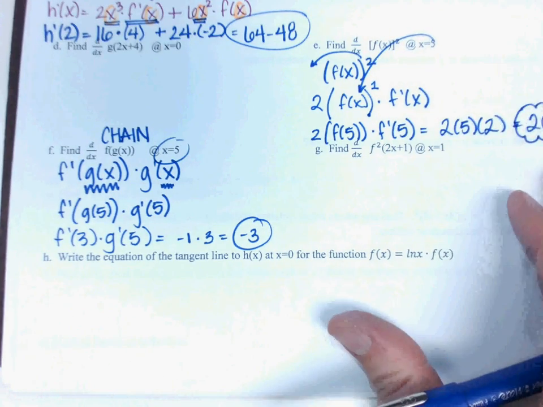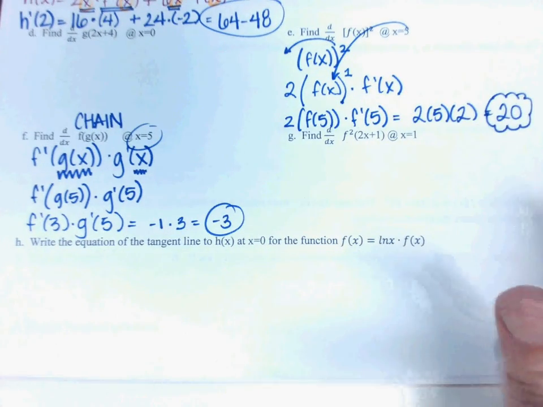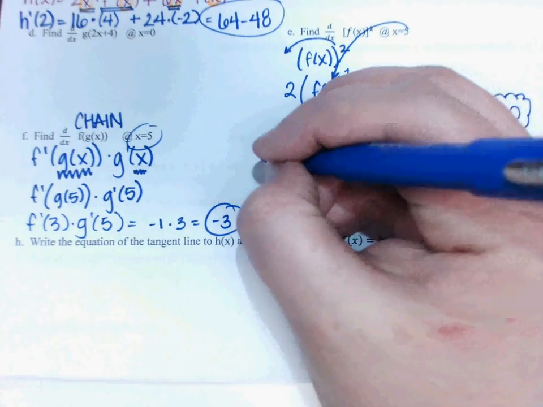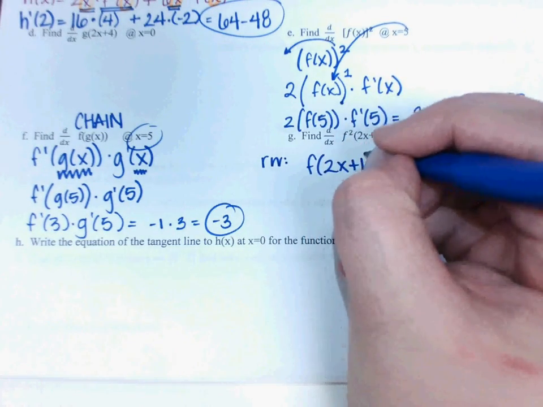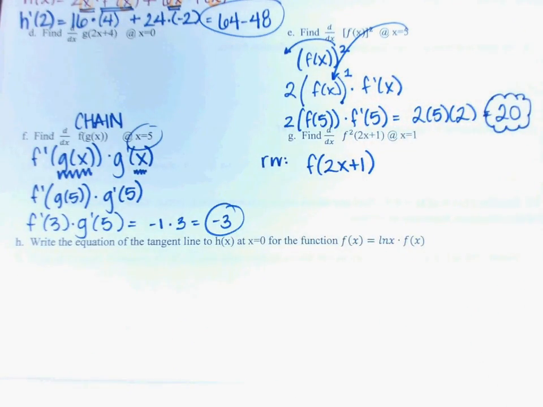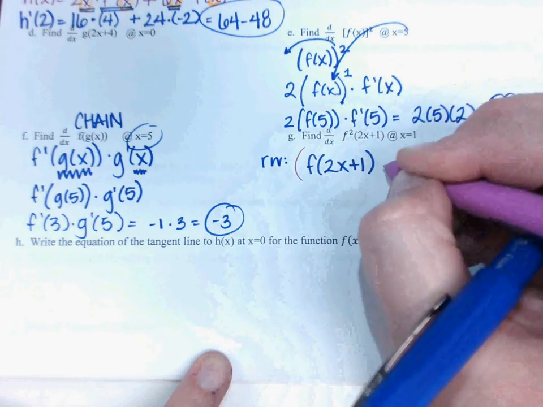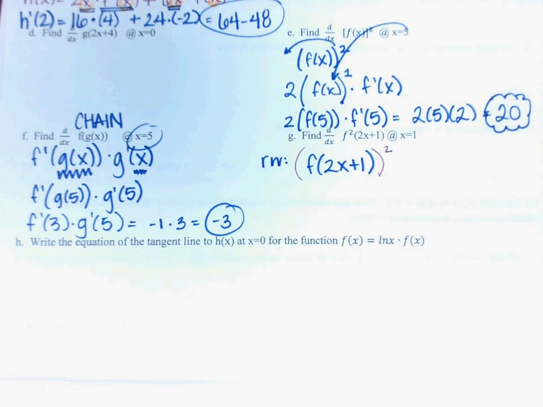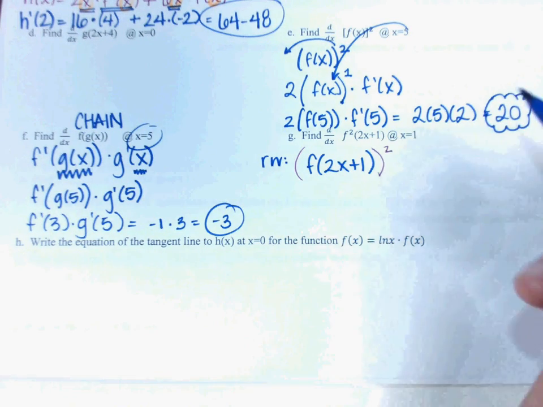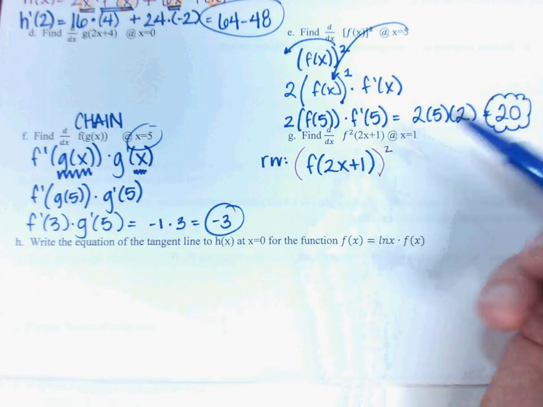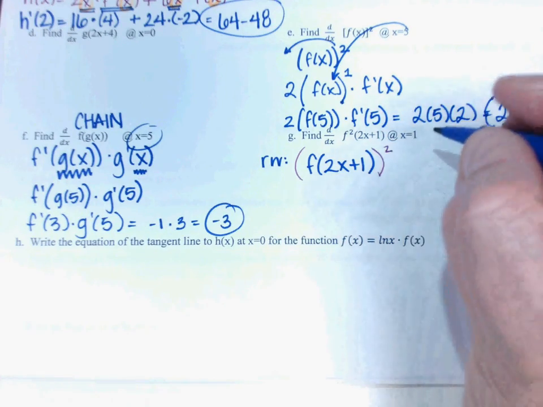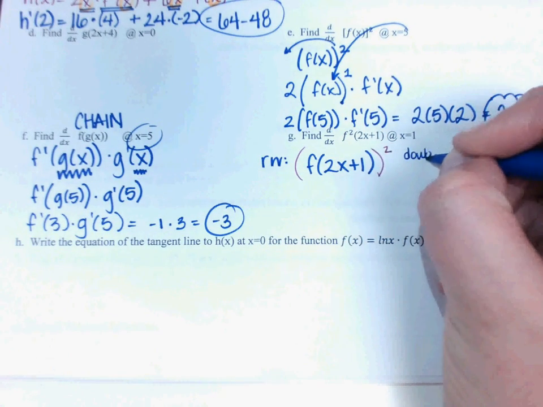Okay, good? Alright, now look at letter G. I'm going to rewrite it for you. Okay, that's f of 2x plus 1, and then remember, when they tuck the exponent in like that, it means the whole thing is squared. So how many layers does that chain rule have? 3. It has the squared as the outside layer, then the f, then the 2x plus 1. Let's do it. So this is a double chain rule.